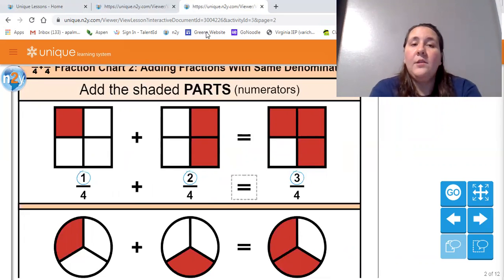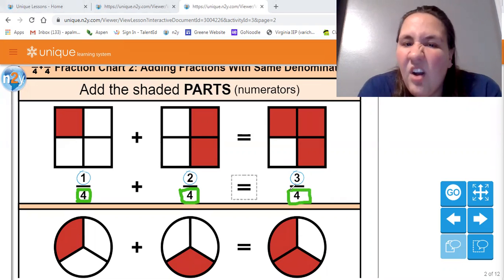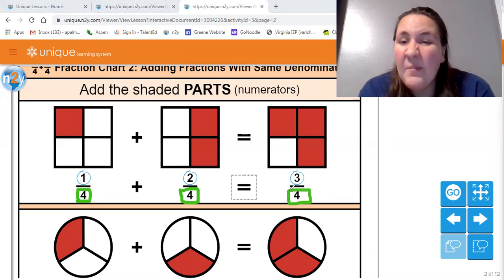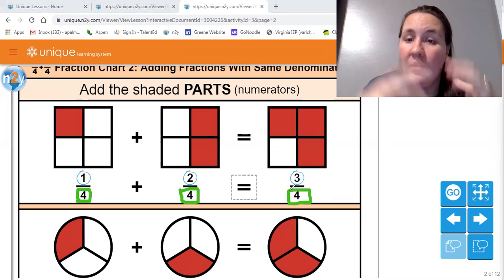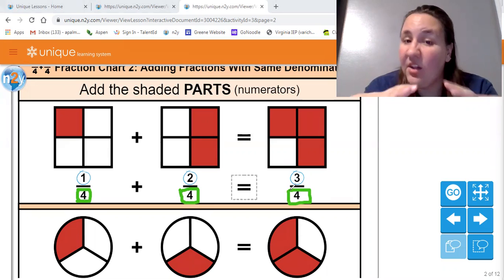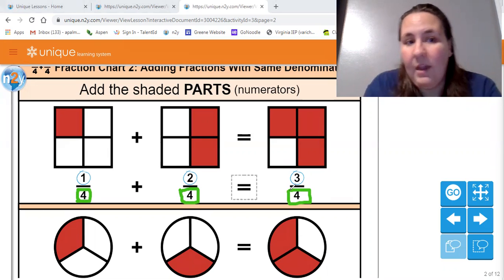So if you look at all these numbers, you'll see what's on the bottom. There's a 4 here, there's a 4 here, and there's a 4 here, right? So my bottom number, am I adding it at all? No, right? My pizza doesn't get any bigger. I'm just adding more pieces into it. So my big pizza can only take so many pieces to stay a pizza, right?